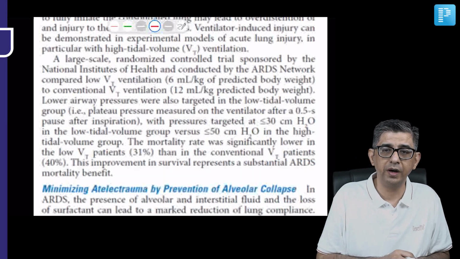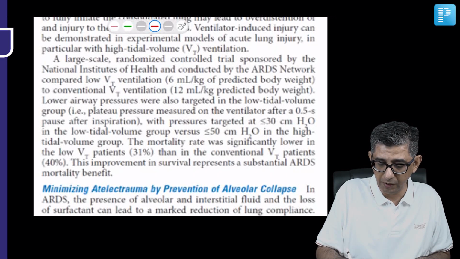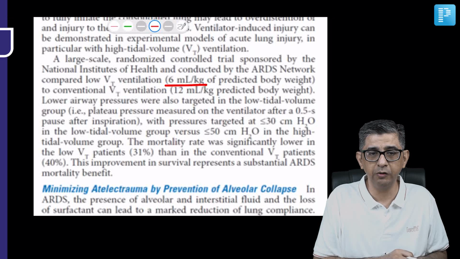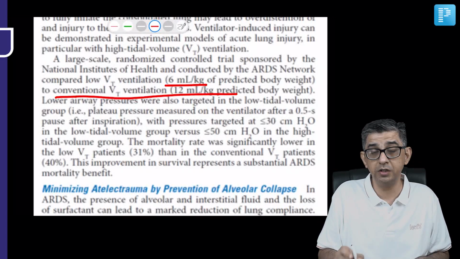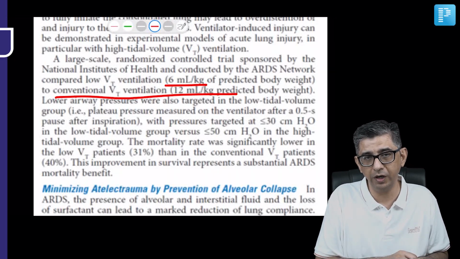And I'll just move up in the slide and mention regarding that low volume ventilation concept that I was saying. In fact, this ARDS network, the name of which is described here, has described a low tidal volume with a value of 6 ml per kg. Traditionally, the conventional tidal volume ventilation is 12 ml per kg. The kilogram denominator is for the predicted body weight of the individual, that is lean body weight of the person.